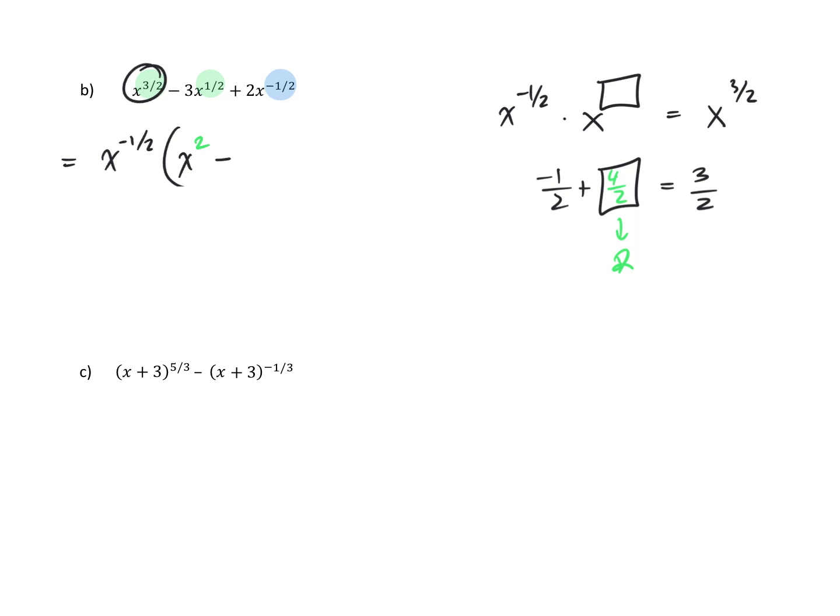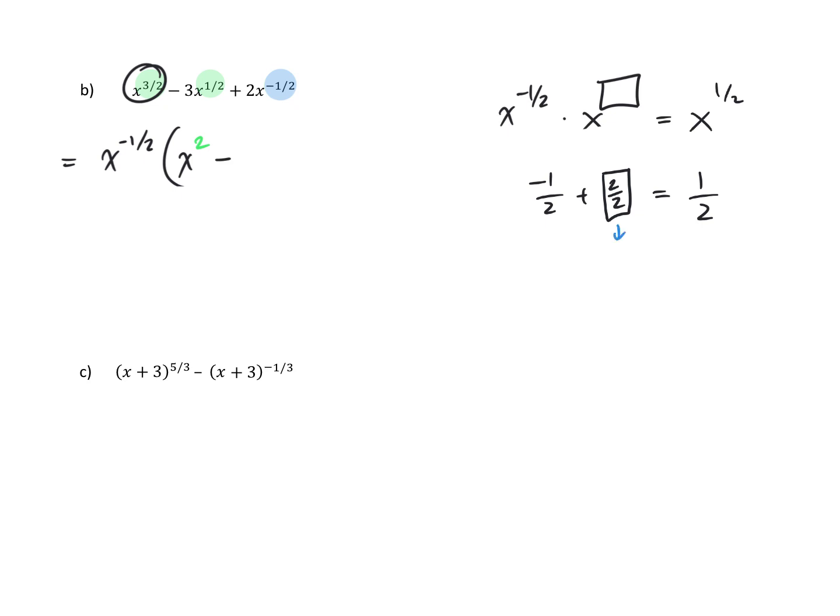Okay, let's go ahead and do the same thing again. This time we're looking at x to the -1/2 times what gives me a +1/2. And again, that's the same as, sorry, a negative half plus what gives me a half? 2 over 2, right? 2 over 2 plus negative half would give me a half.